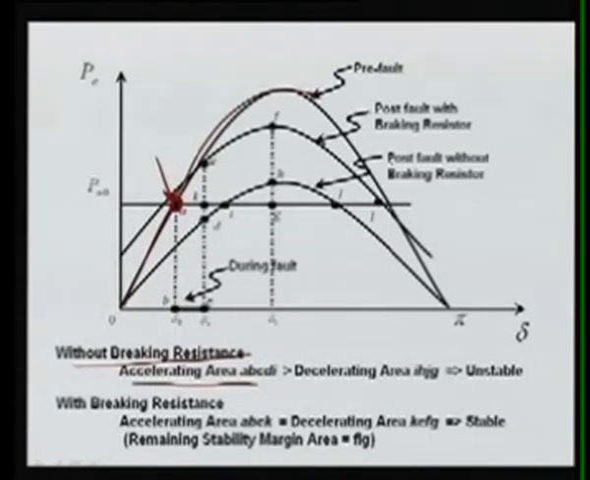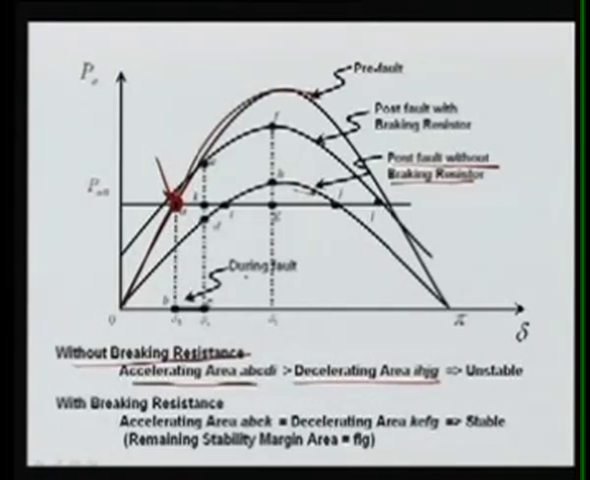Because here the post fault without the braking resistance, this is your post fault. So this area is more than the decelerating area, that is your IJ. Where is I? This I, H, J and G, meaning this area.